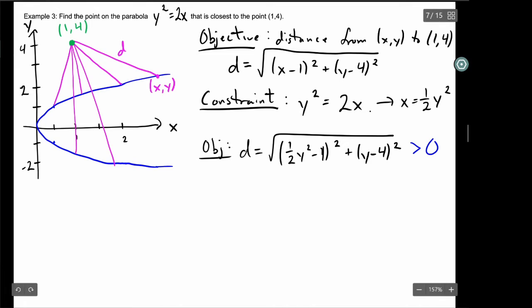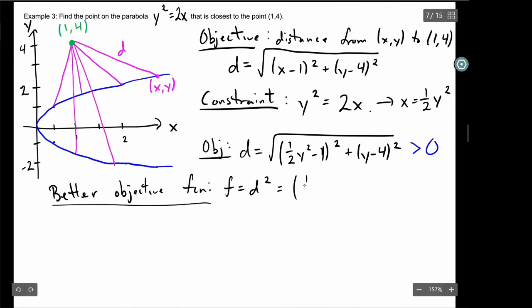So let's say the better objective function is, let's call it f, which is going to be the square of d, which in this case is 1/2 y squared minus 1, squared, plus y minus 4, squared. We could still FOIL all this stuff out, but I still actually recommend not doing that.